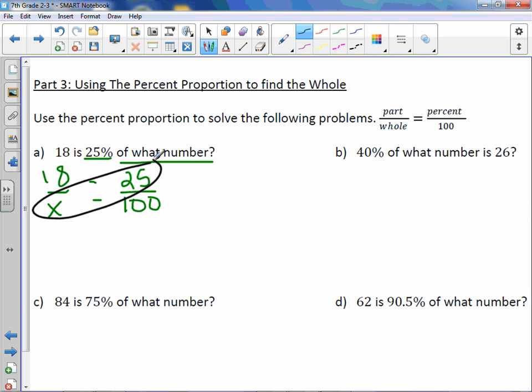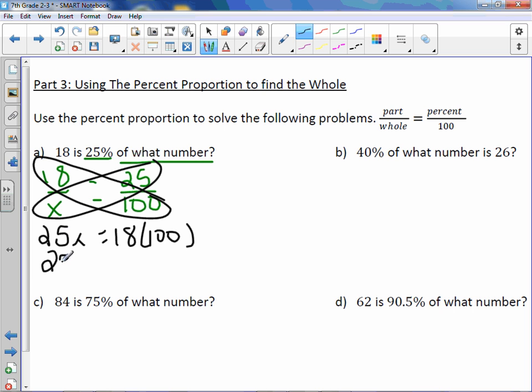Cross multiply. 25 times x equals 18 times 100. 25x equals 1800. Divide by 25. X equals.